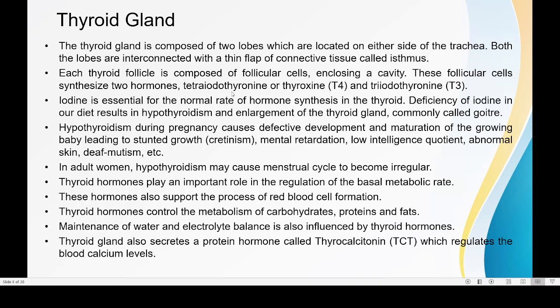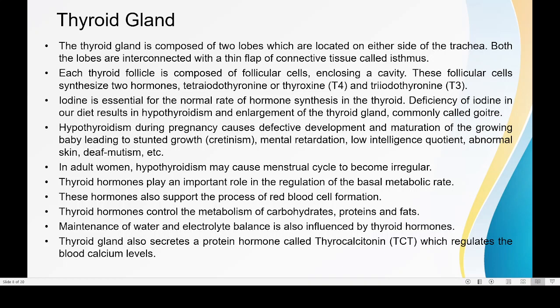One is known as tetraiodothyronine, or T4. Another is triiodothyronine, known as T3. The difference between T4 and T3: in the case of T4 there are 4 iodine atoms, and in the case of T3 there are only 3 iodine atoms. That is why it is tetraiodothyronine. Tetra means 4, iodo means iodine, so it is a hormone formed of 4 iodine atoms. Here this hormone is formed of only 3 iodine atoms, so we call it triiodothyronine, or T3.